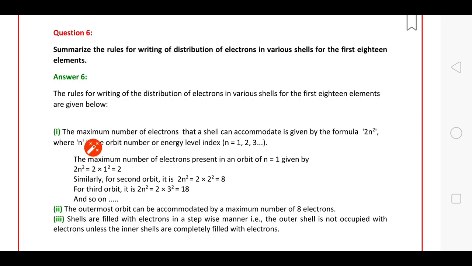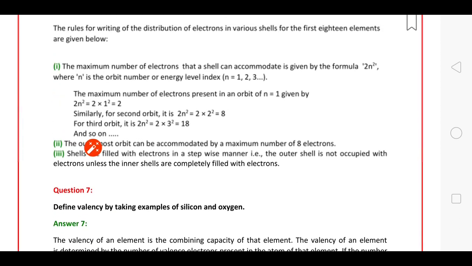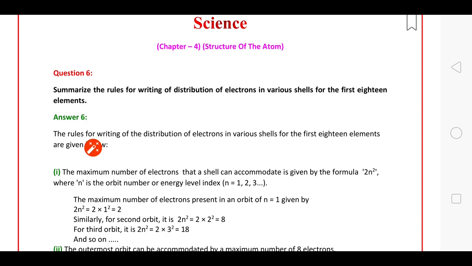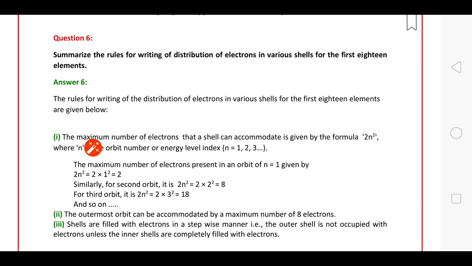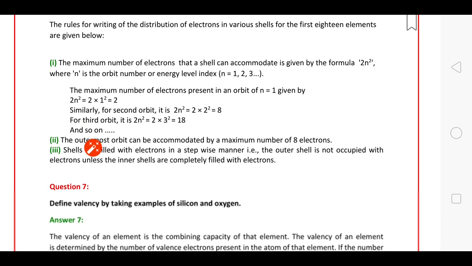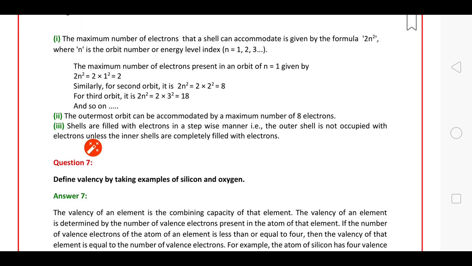Next question is, summarize the rules for writing the distribution of electrons in various shells for the first 18 elements. How can we distribute the number of electrons in each shell? So the answer is, the rules for writing the distribution of electrons in various shells for the first 18 elements are given below. The maximum number of electrons that a shell can accommodate is given by the formula 2n square, right, where n is the orbit number or energy level index.